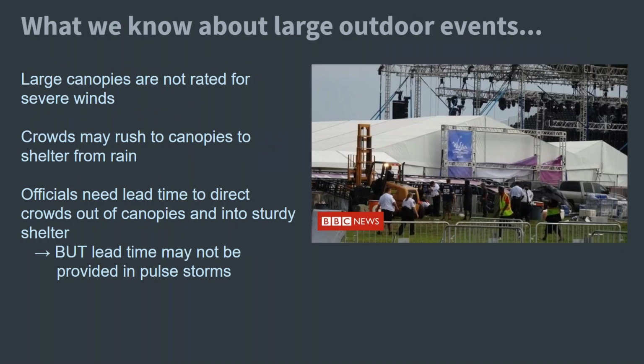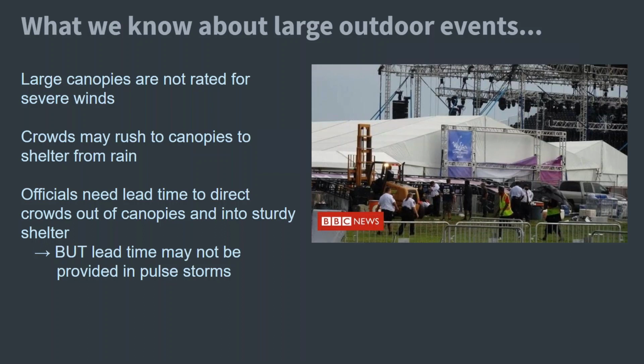And now let's translate that to our users. What do we know about a big, large outdoor event that's going on? And they did have this on their DSS calendar. They were providing DSS support. I believe it was off-site, but I might be wrong about that. But we know an environment like this with these big canopies, they are not rated for severe winds. And we also know that crowds tend to rush to these canopies when it's raining because they don't want to get wet. And that takes a lot of lead time to get people out of these crowds or out of these canopies and into a sturdy shelter.